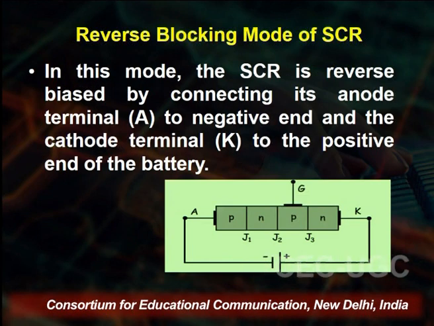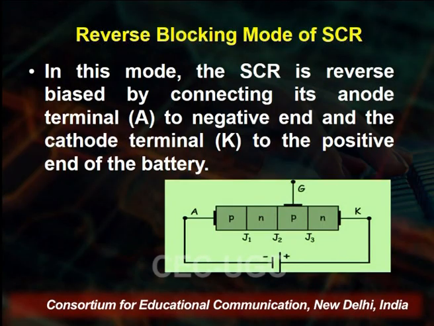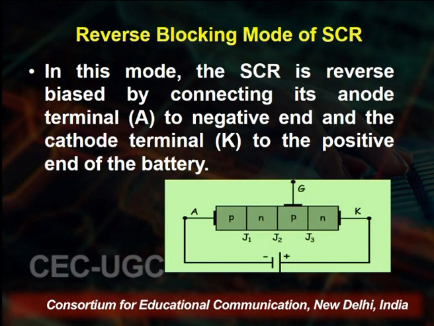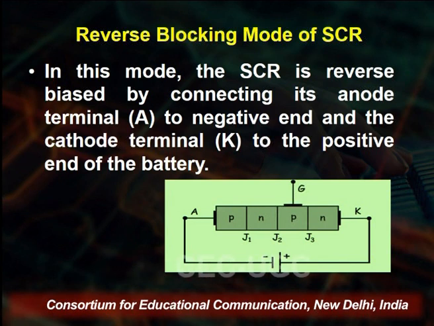Now, the reverse blocking mode of the SCR. How does the SCR work in the reverse blocking mode? We discuss one by one. In the reverse blocking mode, the SCR is reverse biased by connecting its anode terminal A to the negative and the cathode terminal K to the positive end of the battery. Here the cathode terminal is attached to the positive terminal of the battery and the anode to the negative terminal. See here.